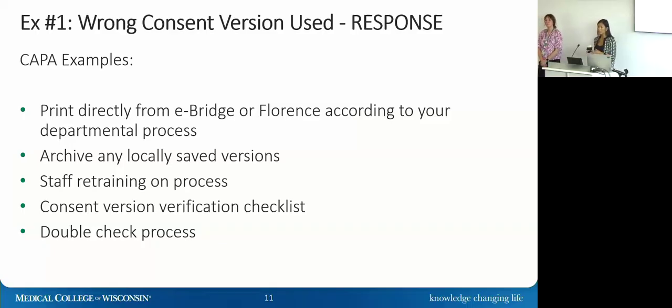Staff retraining, right? Maybe you do have a process and they just didn't follow the process, so you're going to want to retrain them. Maybe you create a checklist when you're consenting, and on that checklist, there is verify that you have the correct, most currently approved version, or maybe there's a double check process too. Maybe before you go down to consent the patient, you have to have another coordinator double check that you have the right version. So there's so many different things you can do.